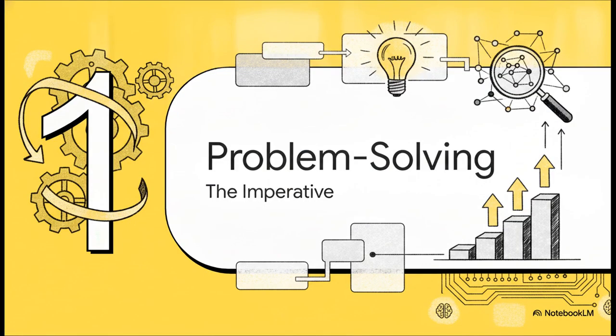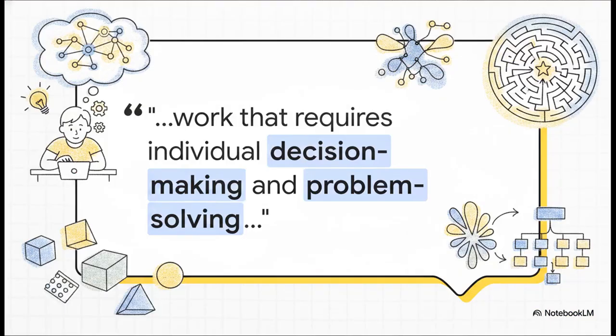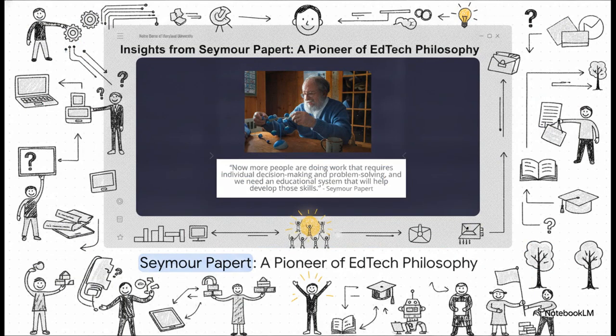Section 1. The problem-solving imperative. You know, Seymour Papert, who is a total pioneer in educational technology, really hit the nail on the head here. He pointed out that modern work requires independent problem-solving skills. The world is shifting, right? It's moving away from just memorizing facts and shifting toward building the mental tools we need to actually tackle the unknown.